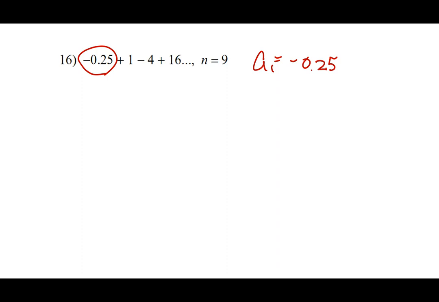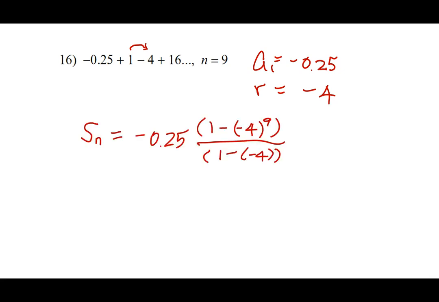Now to get the R is what you're multiplying as you go from one term to the next term. So you could divide any one of these, but I'm just going to look at the one that's easiest. So from 1 to the negative 4, you have to multiply by negative 4. So R equals negative 4. And then you plug all that into the formula.